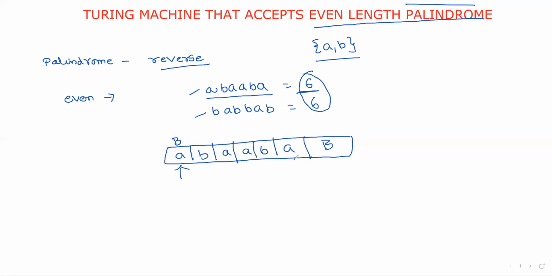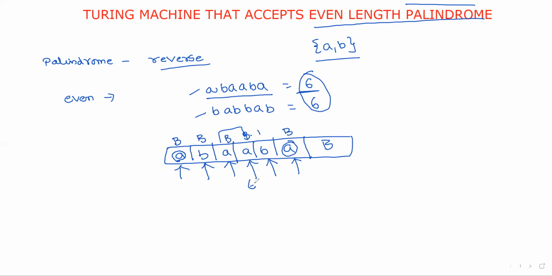Read the last symbol in the tape. Replace this one also with a blank symbol, and at the same time check the first symbol and the last symbol. If both are matched, then we move inward: the second symbol from the left end and the second symbol from the right end. If these two also match, replace with blank, and move to the third symbol from the left and the third symbol from the right. If these two also match, replace with a blank symbol.